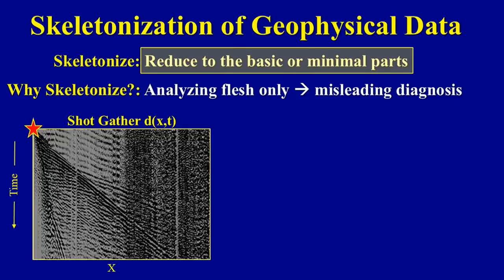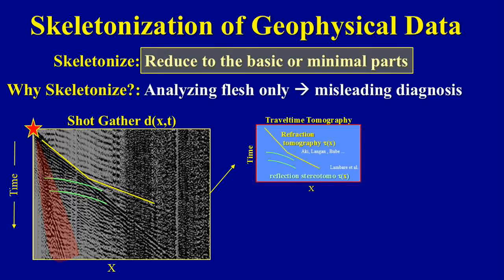So let's go back to reducing our data set that's very complex into something simpler. I'll give you four examples. First example is let's go ahead and look at the arrival travel times of both refractions and those of reflections and maybe some diffractions. And you reduce this complex data set into a series of simple travel time picks for each offset and each reflected event that is of interest. And we have plenty of inversion algorithms that can help you with that problem. And one of them is reflection stereo tomography or reflection travel time tomography.